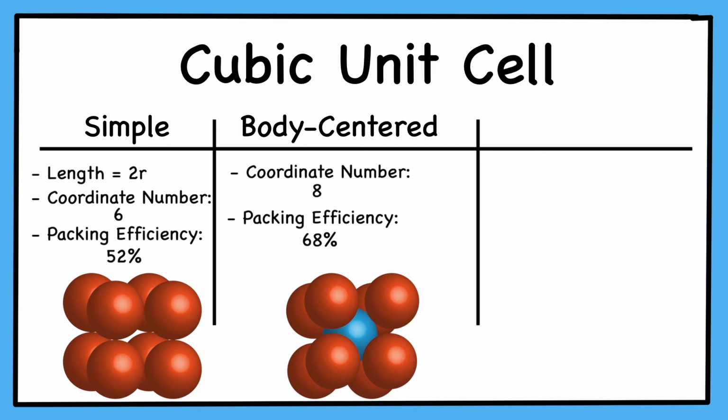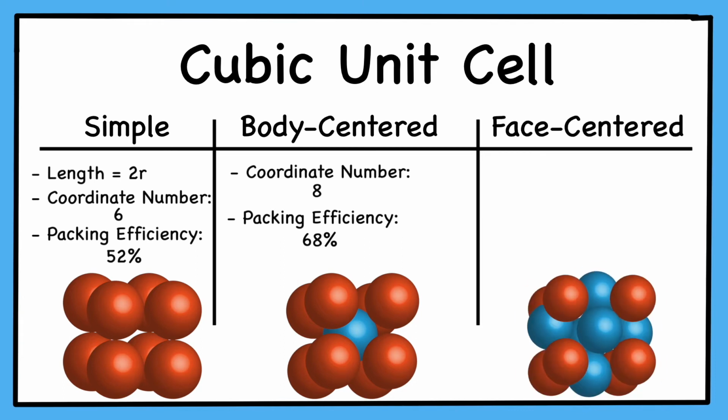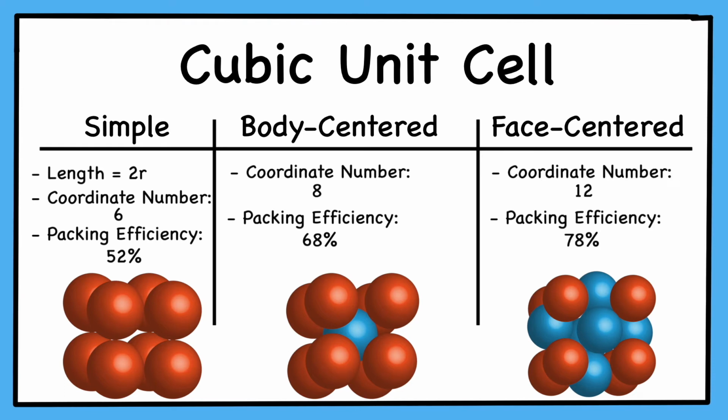Our final type of unit cell is the face-centered cubic unit cell. This type of unit cell consists of one atom along each corner of the cube and one atom within the center of each face of the cube. Face-centered cubic unit cells have a coordinate number of 12 and a packing efficiency of 78%.